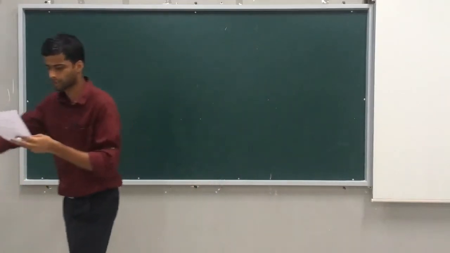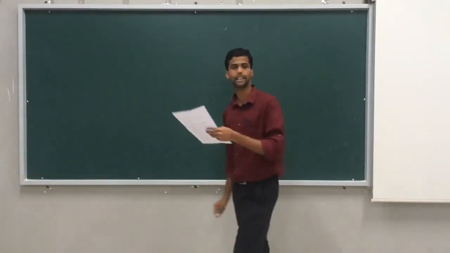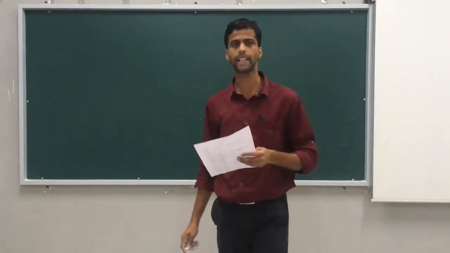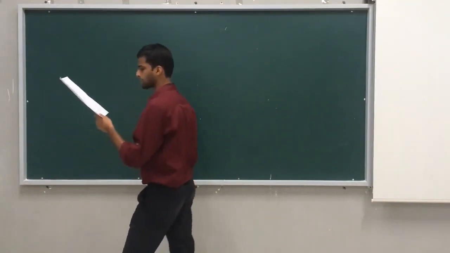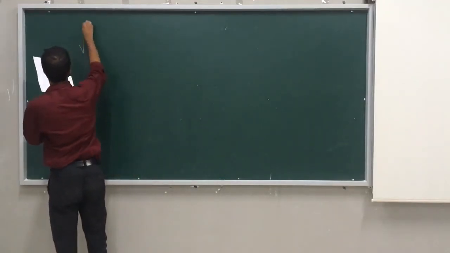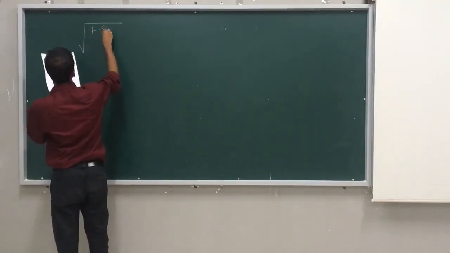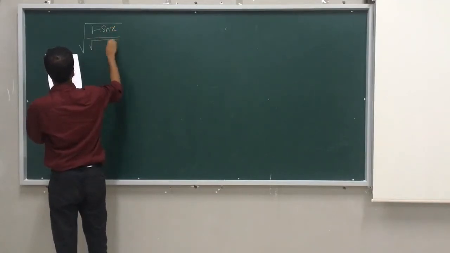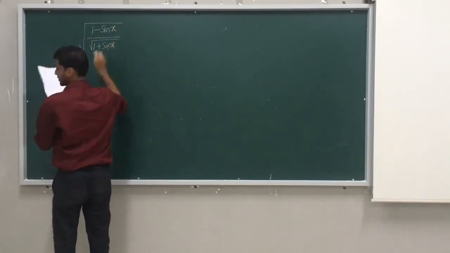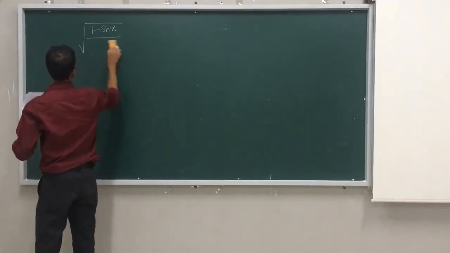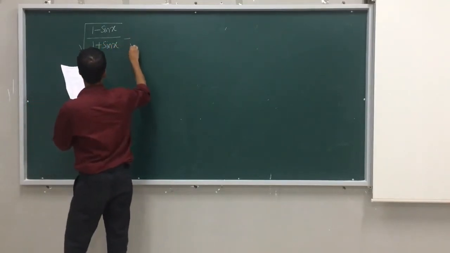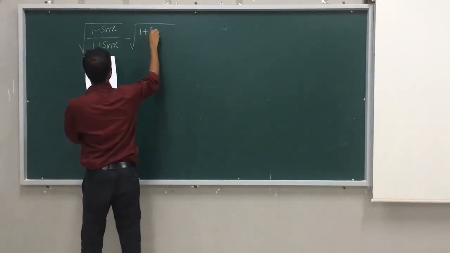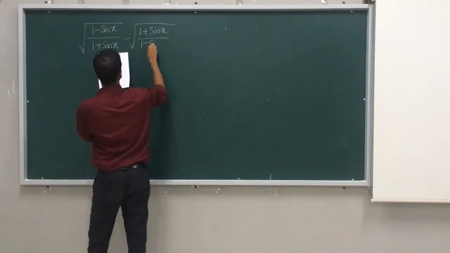Your interest plays a major role here. If x lies in the second quadrant, then according to the ASTC rule, except sine and cosine, the rest are all negative. Now, what is the answer for this? The expression is the square root of (1 minus sine x divided by 1 plus sine x), minus the square root of (1 plus sine x divided by 1 minus sine x).